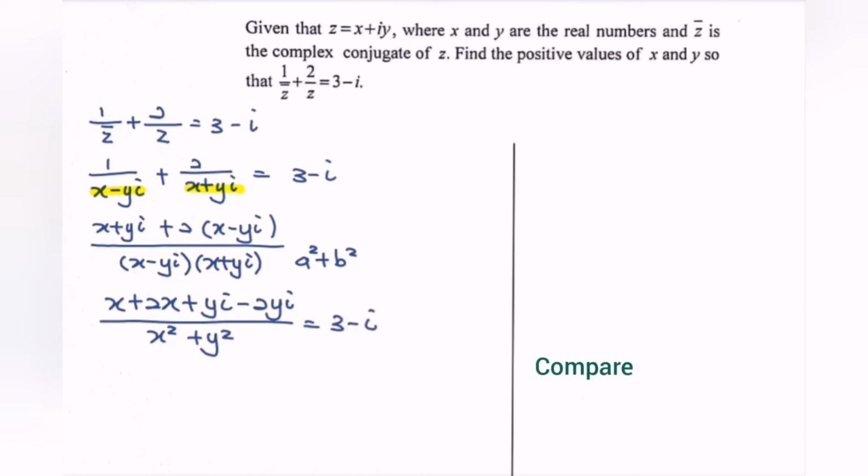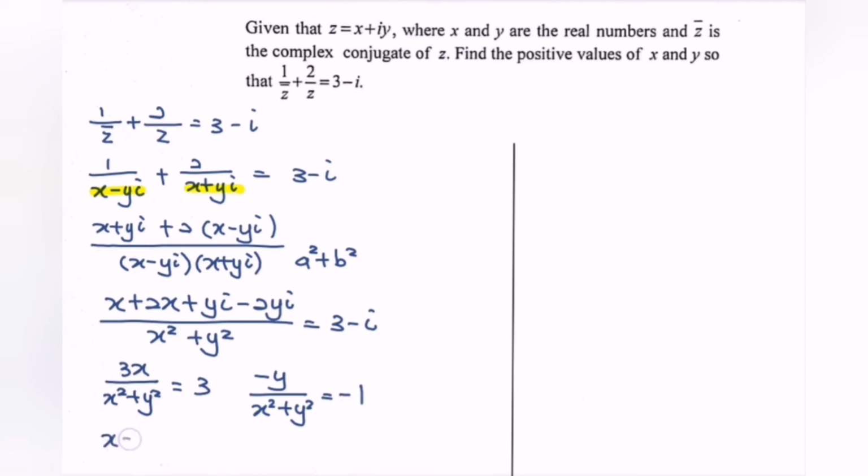Next, my suggestion is to compare the parts. For the real part, we have 3x over x squared plus y squared equals 3. For the imaginary part, we have negative y over x squared plus y squared equals negative 1. So rewrite the situation: x equals x squared plus y squared after we simplify the 3, and y equals x squared plus y squared after we simplify the negative 1.